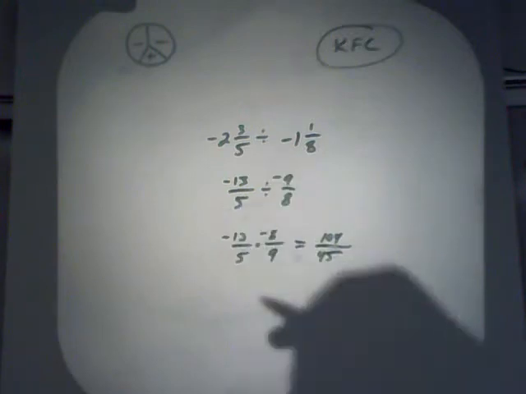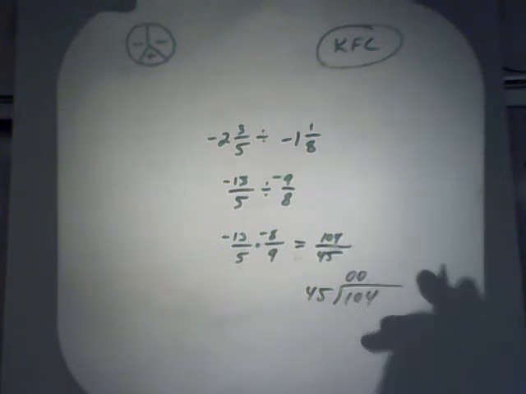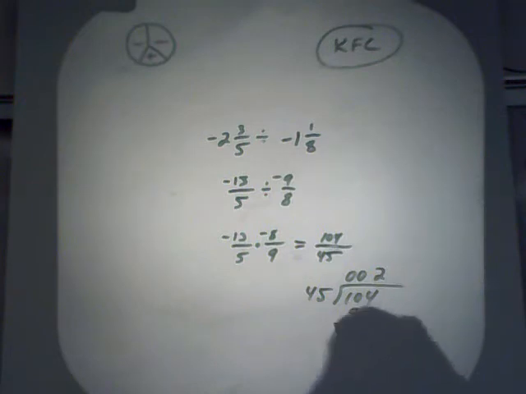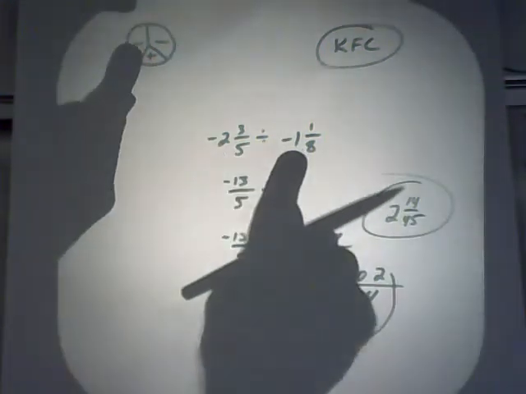No. So let's see, I got 45 going into 104. 45 going into 1? No. Into 10? No. How many times do you think here? Twice. That's 90. Read it going in a circle. I got 2 and 14/45.